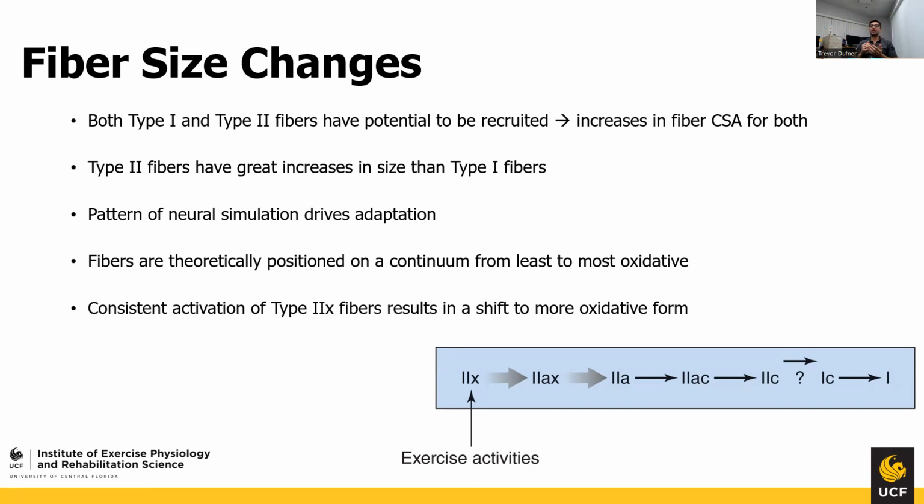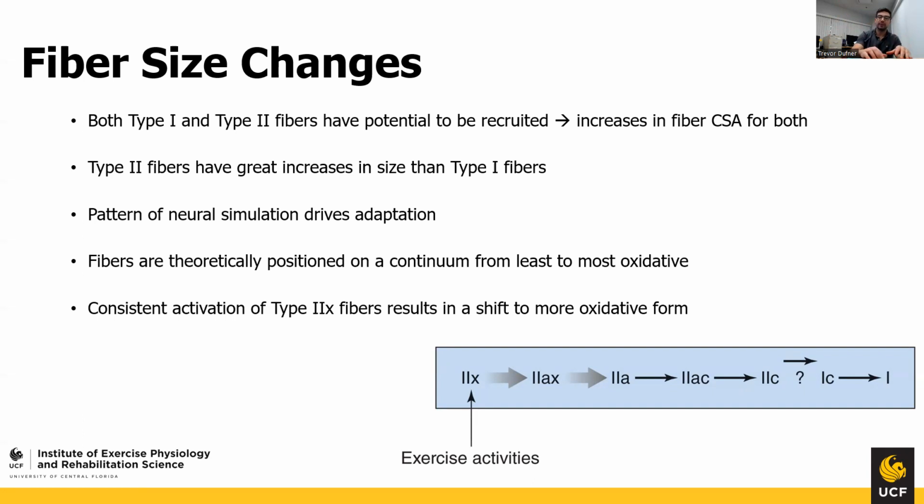Now, if you take those type 2X fibers and you're using them very sporadically for explosive heavy lifts, you're going to see a shift of the other fibers into more of a type 2X form. And I'll say this to combat any confusion: type 1 is not going all the way from type 1 to type 2X, and type 2X is not going all the way from type 2X to type 1. It's just shifting a little bit in that way, right?